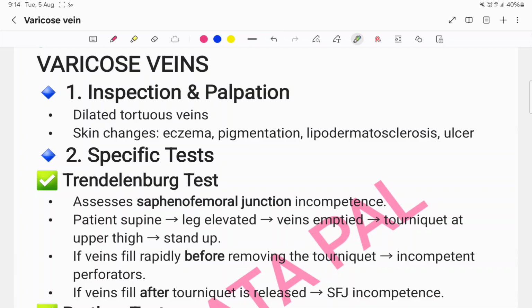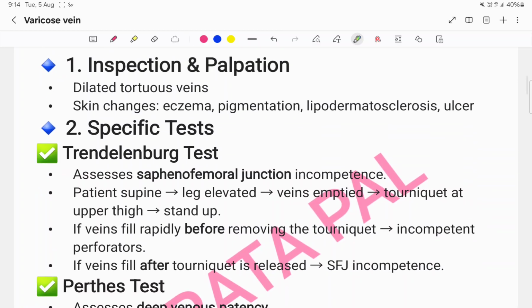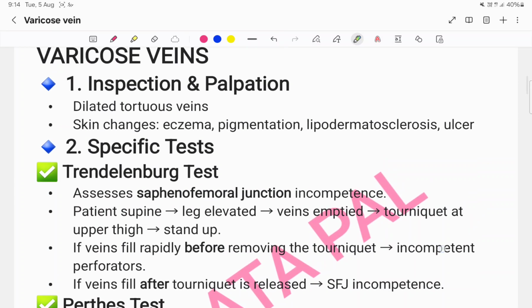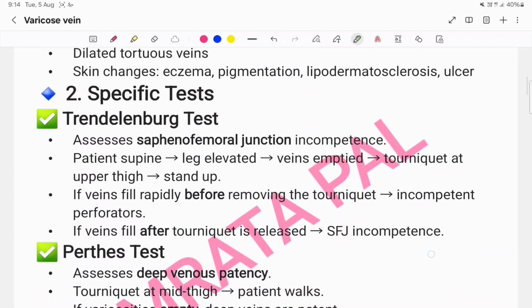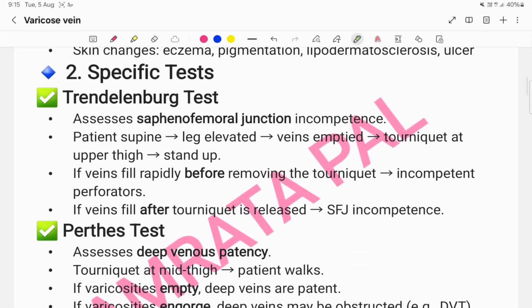We have to find it in the inspection, like this. Now palpation. In palpation, we palpate the varicose vein, and in palpation itself, some tests come, like first is Trendelenburg test. In Trendelenburg test, we assess the saphenofemoral junction incompetency.